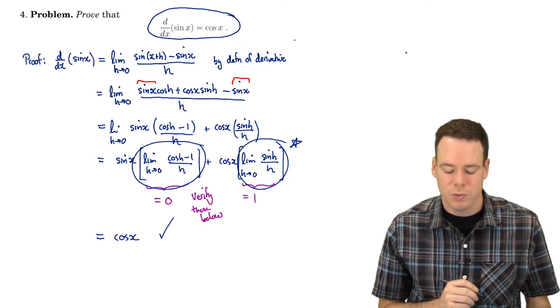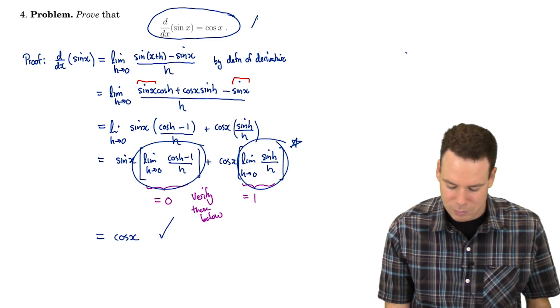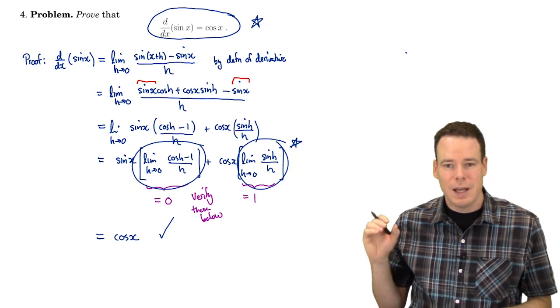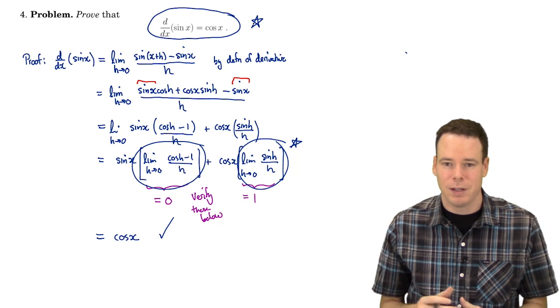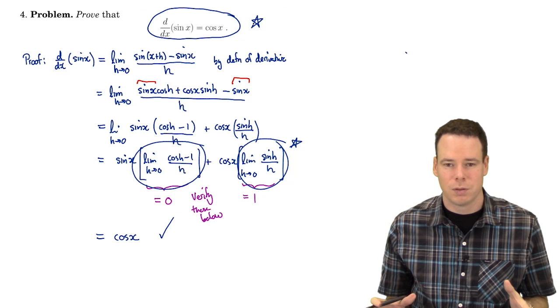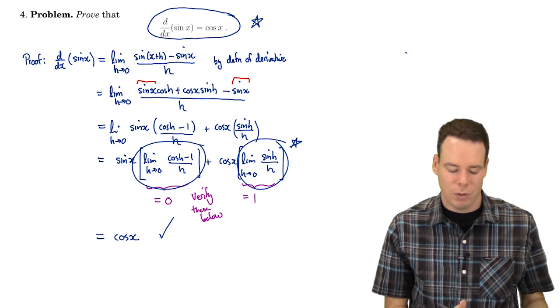But now that we've proven this, it's excellent. We've got this result. Now we throw it in our toolbox. We can use it whenever we want now. We don't have to go back and verify it every time we want to use it. We've now proven that the derivative of sine is cosine.